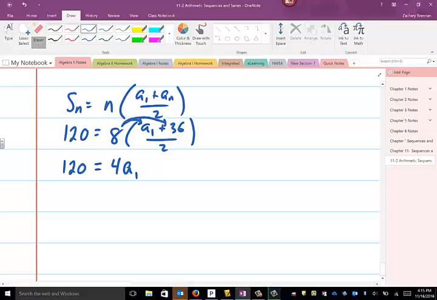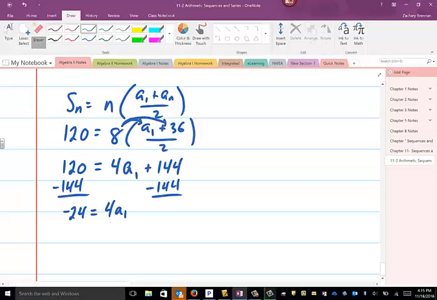The 8 times 36, let's figure out what that is real quick. 8 times 36 is 288, but then it has to divide by 2, and so I'm going to get 144. So plus 144. Let me say that again. 8 times 36 gave me 288, and then it has to divide by 2, so it's 144. Let's subtract 144 over, and I end up with 120 minus 144. That's going to get us negative 24 equals 4a sub 1. We divide by 4, and we get negative 6 is equal to a sub 1.